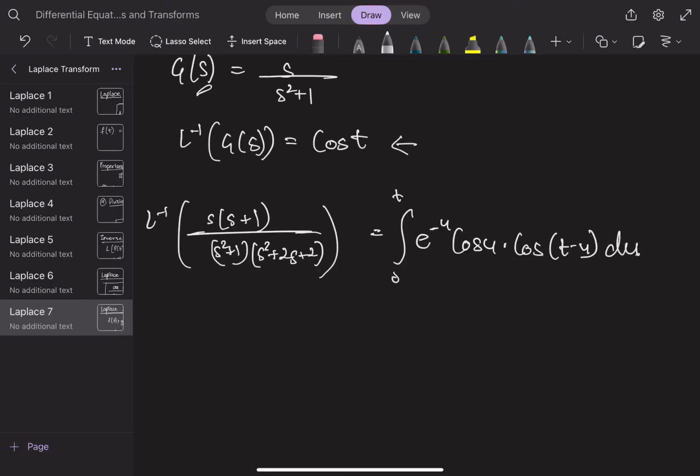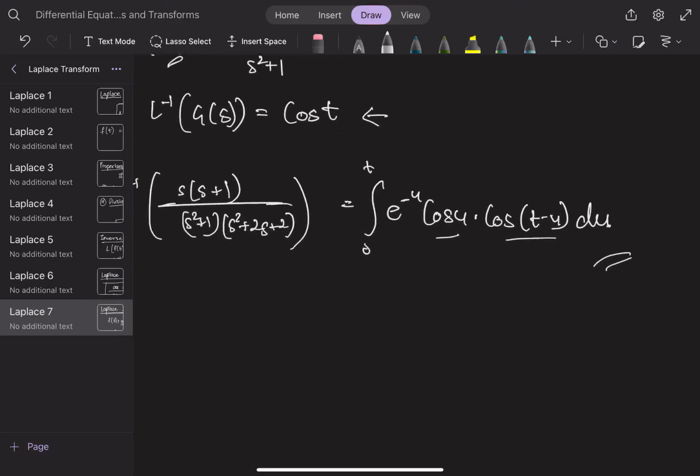Now guys, I want you to try this. You will need to use the cos A cos B formula, and then you will need to separate the terms. So try this. If you have any doubts, leave them in the comment section and I will solve it in the next video if you guys request it.